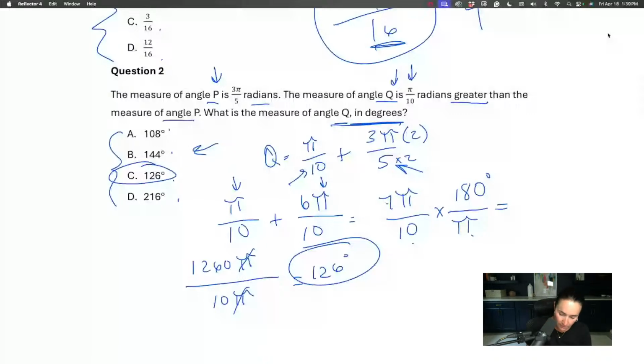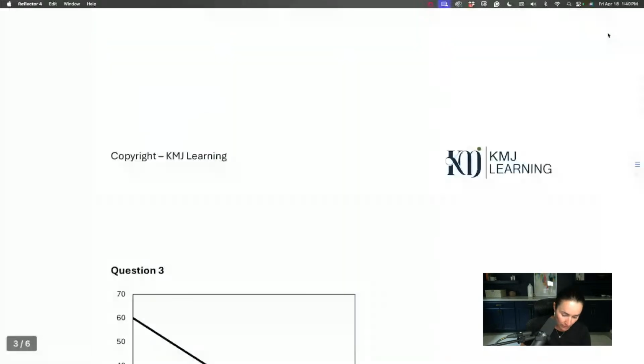Just remember this. You're always going to use this to multiply by whatever you got here. And here they're asking about Q. Another thing to be careful about here. They're giving you P. They're asking you about Q. They give you a clue that Q is pi over 10 greater than P. Well, if they give you P and they give you pi over 10, you're basically adding these to find Q, and then you have to convert it into degrees. All right. Let's have a look at the next one.